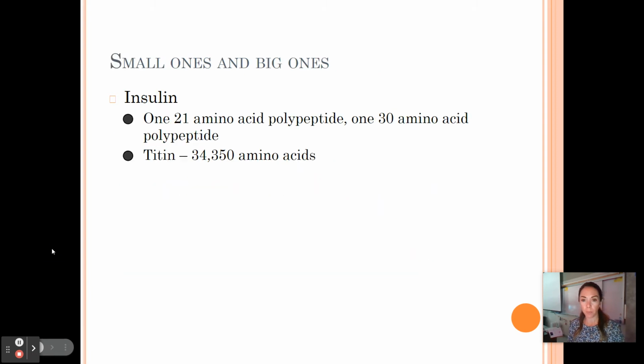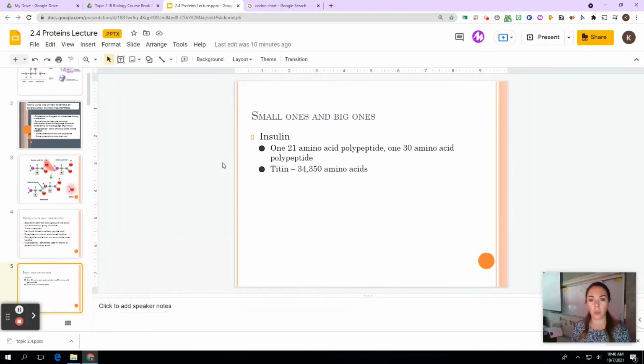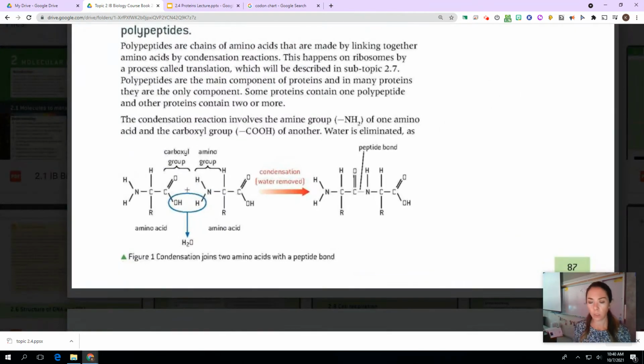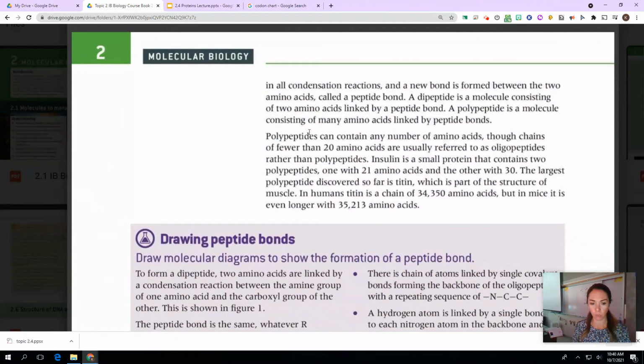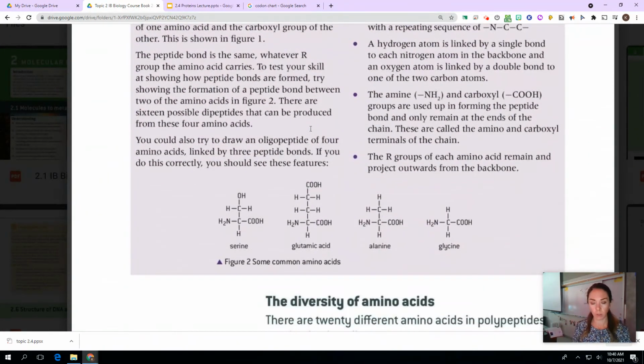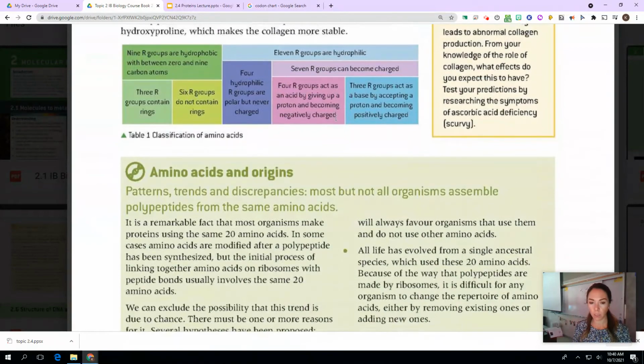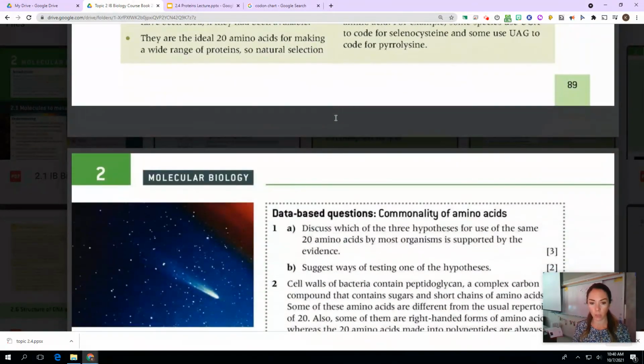Okay, this is in your book as a little side note, looking at the differences in how big a chain of amino acids could be. I think I opened your book earlier. I did. Yes. Okay. So here's looking at how different. So here's where we're going to learn how to put together the different types of amino acids. And there is this little box on insulin.